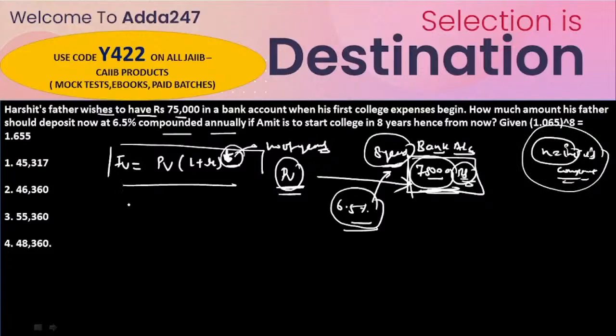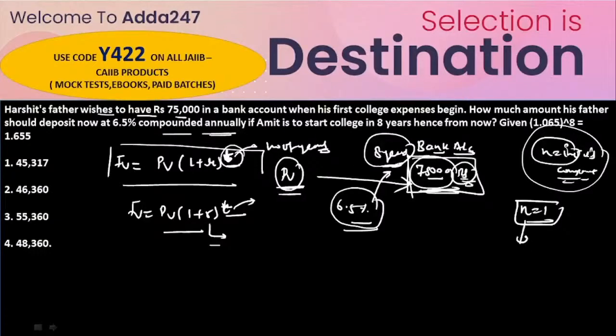So for better understanding, we just write here 1 plus r to the power t, and this t denotes the number of the years, and this r denotes the rate of the interest. Because it is compounded annually, that means we put n is equal to 1. And n is the number of times interest is compounded annually.